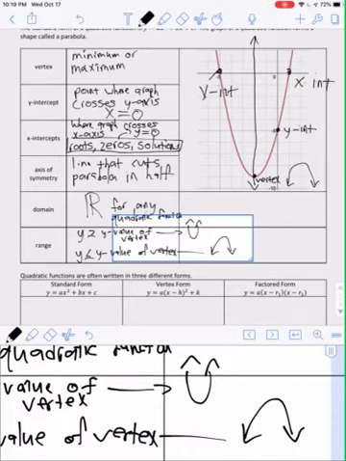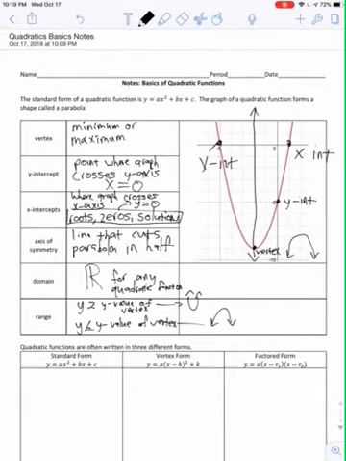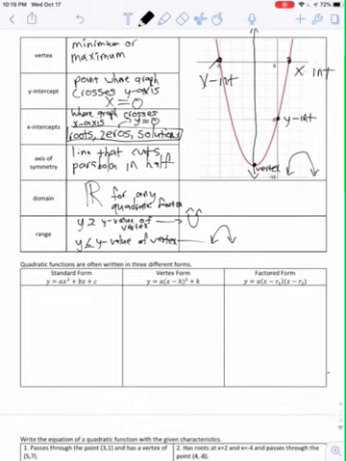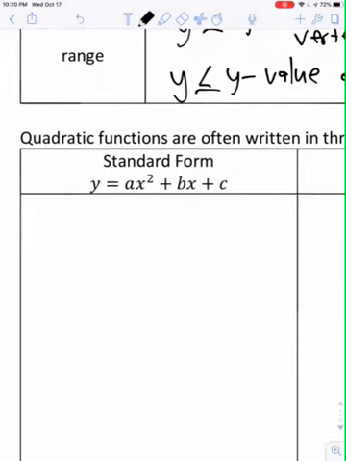Okay, so there are three main forms that we write quadratic functions in. By the way, I keep using the words quadratic functions and parabolas. I want to point this out. So the type of function is called a quadratic function. The shape it makes is called a parabola. Okay, so standard form of a quadratic function looks like y equals ax squared plus bx plus c.